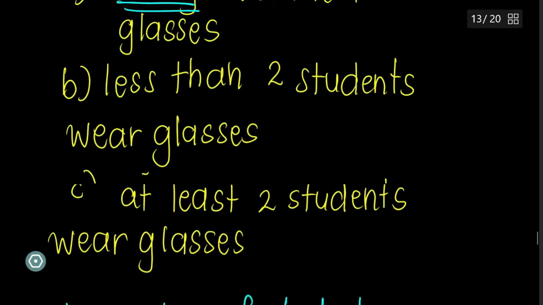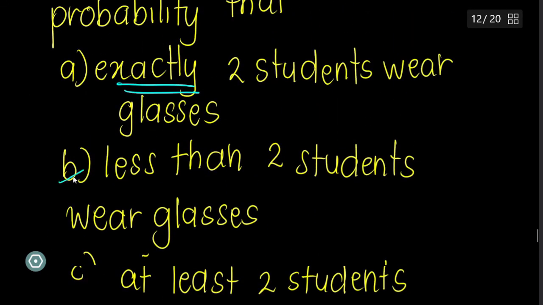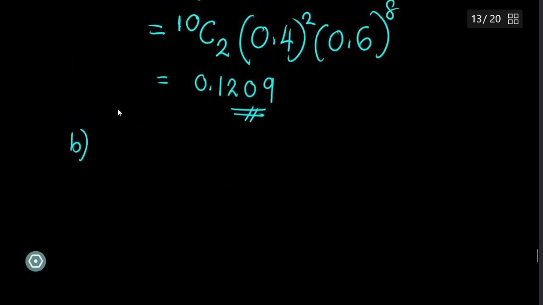B. Find the probability that less than 2 students wear glasses. How do you write the less than symbol? Like this, isn't it? Less than 2 means how many students are wearing glasses? That means maybe 0 students are wearing glasses, right here, 0 students. Or maybe 1 student.